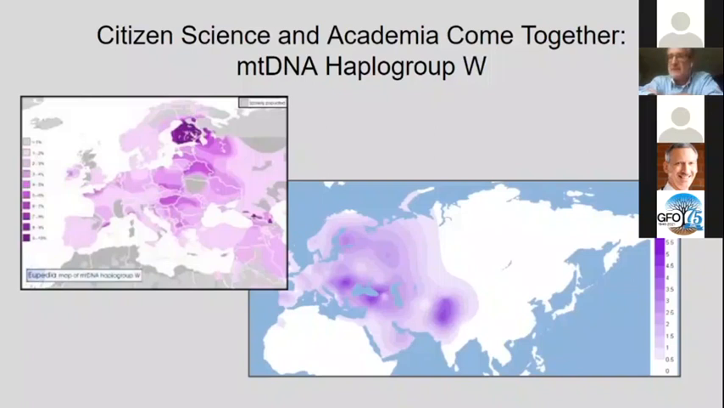Academics approached me, and I work in this in-between of academia. I work with them, and I also work with the genetic genealogy community closely. We've joined a partnership here.